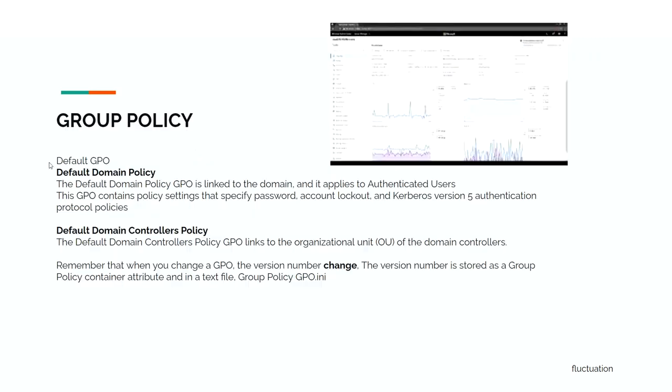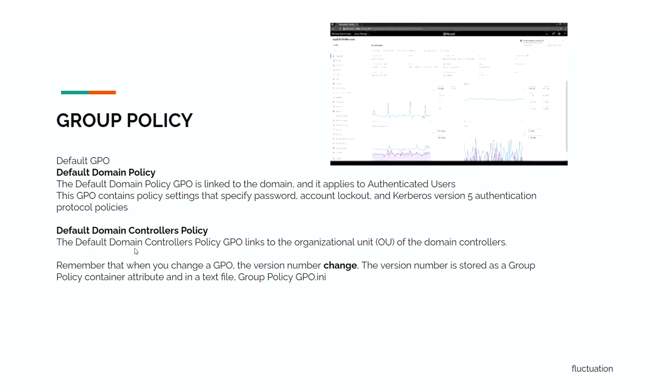So you have two group policies for your domain. You have the default domain policy. The default domain policy is linked to the domain and it's applied to authenticated users. And this GPO contains policy settings that specify password, account lockout, Kerberos authentication. And you have the default domain controllers policy. The default domain controllers policy links to the organizational OU of the domain controllers only.